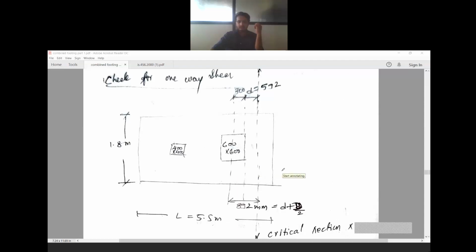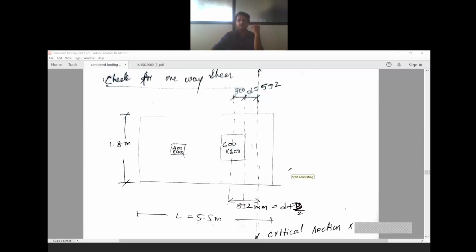For considering the critical section, we need to consider the bigger column, that means the column which has the highest load. If we design for the higher load, then obviously the lower one will be safe. First, we have to check whether it is sustainable within the shear limits. If it is not within the shear limits, then we have to provide shear reinforcement. Let's check how it works.